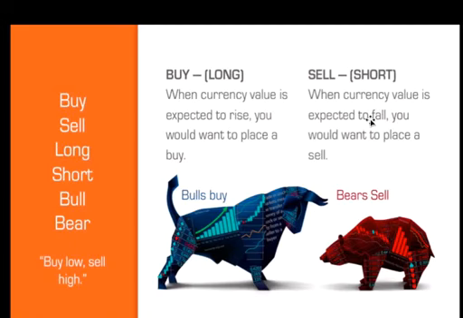And when you hear bull, bull means buy. Bullish market means a buying market, a market that's going upwards, while a bearish market means a market that's going downwards. When you hear the market is bullish today, it means it's been going upward. Euro USD has been bearish today, means it's been going downwards. So when the currency is expected to rise, you would want to place a buy. And when the currency is expected to drop, you're expected to place a sell.